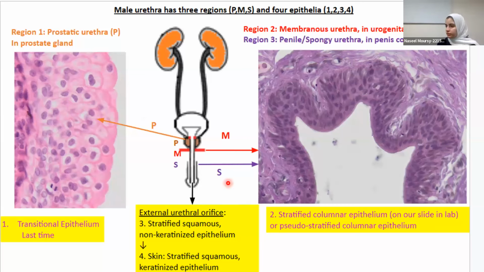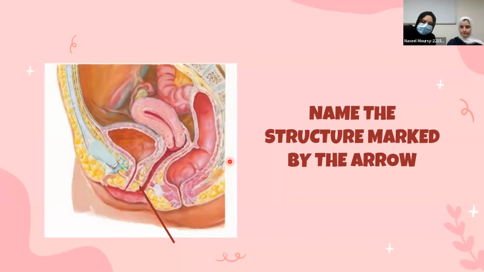Okay. You guys can see the slide, right? The histology slide. Where's the internal sphincter? The internal sphincter here would be more towards the neck of the bladder, so it would be around this area. Is that clear?